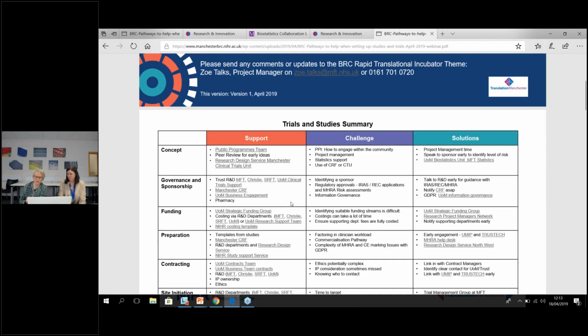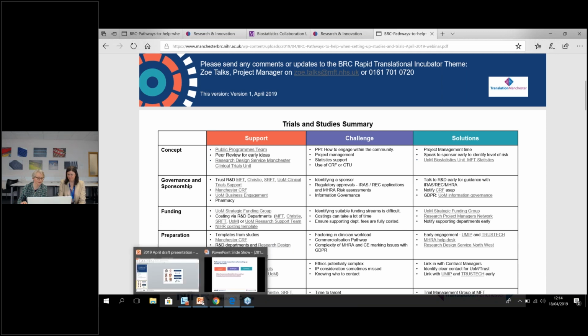And so remember, these have been populated by attendees at our workshop last year, and also since then by the various support organisations in Manchester. But they're very much a work in progress, and we really value comments or additional things we can put in, particularly in the solutions section. So I'm going to go back to the presentation now.